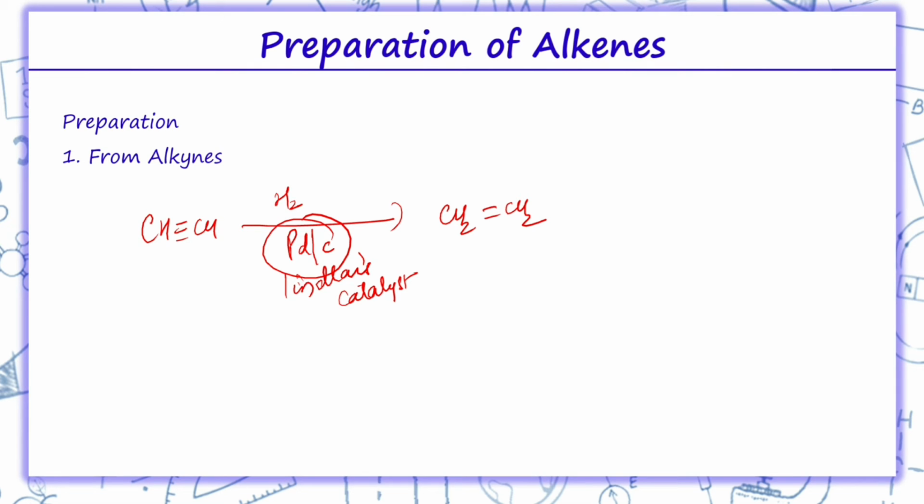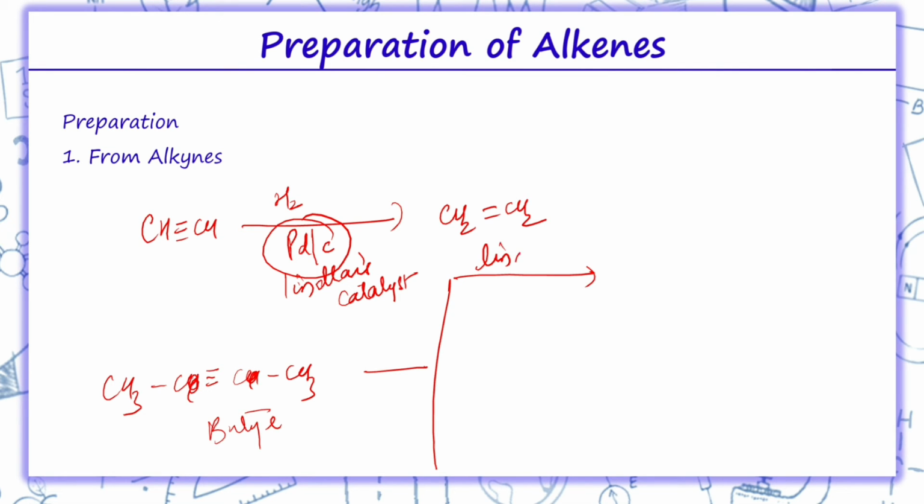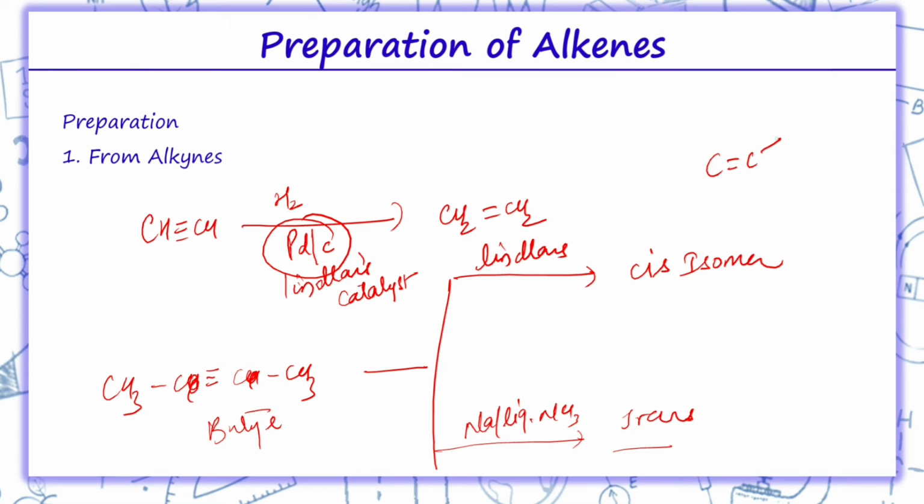Now if we have butyne, like CH3C≡CCH3, and we have to prepare butene, if we take Lindlar's catalyst, we get the cis isomer of butene, and if we take sodium in liquid ammonia, we get the trans isomer. The cis isomer indicates the heavy groups are on the same side, like CH3 and CH3 on the same side of the C=C. This is known as the cis isomer.